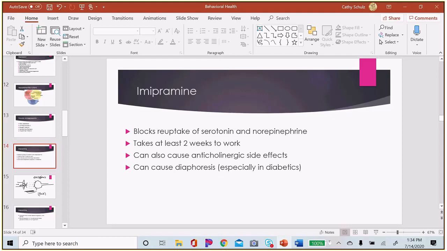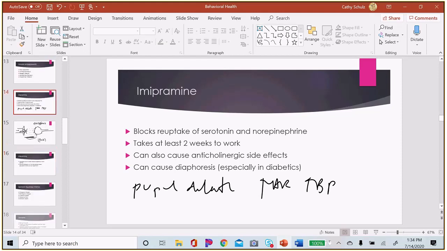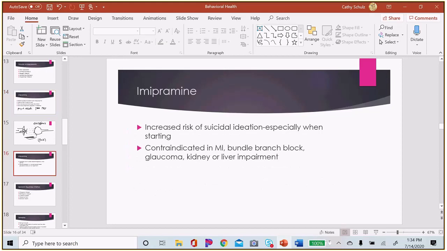That means they might have pupil dilation, an increase in heart rate, an increase in blood pressure, dry mouth, difficulty urinating, and difficulty passing stool. So they might have some of those side effects that we consider anticholinergic. They can have diaphoresis, which is being sweaty, especially if they're diabetic.